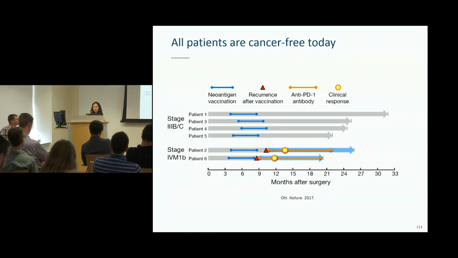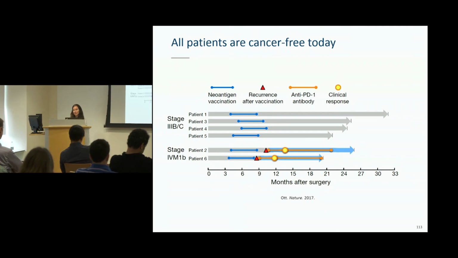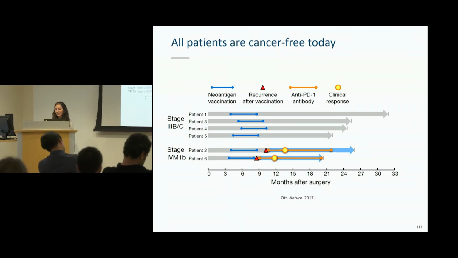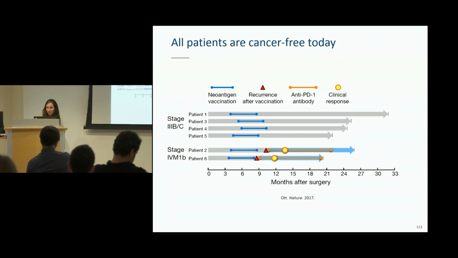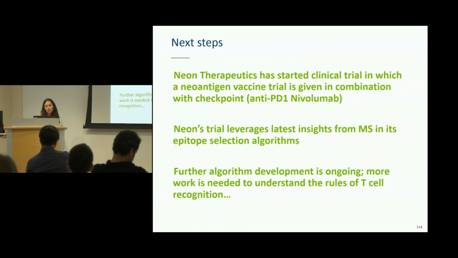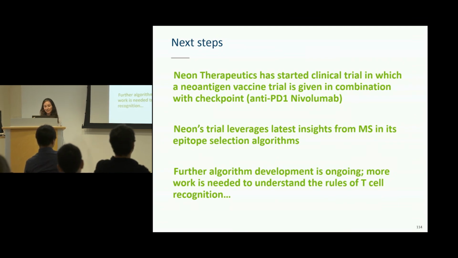So as the trial was initiated a while back, the algorithms that were used to select peptides for vaccination were actually NetMHC, the existing algorithms. So in terms of next steps, in a trial that's conducted in Therapeutics now, they are actually using insights from the MS analysis to select epitopes for vaccination. And I believe for the new patients in the new trial, we'll be doing the same thing.